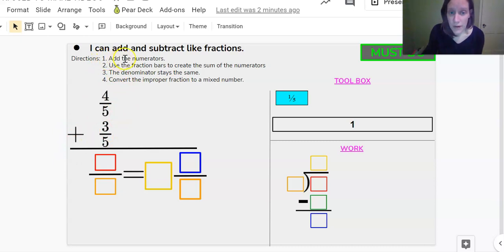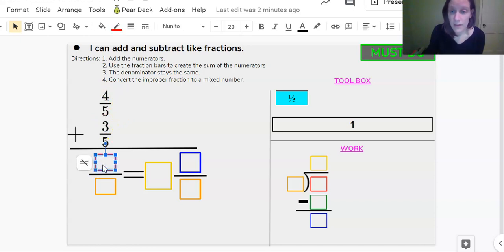If you look at step 1 right here, it says add the numerators. Remember that the numerator is the top part of the fraction. So these are the pieces that I have. I have 4 in one and 3 in the other. So I'm going to add 4 plus 3. That's going to give me my new numerator, which is 7.